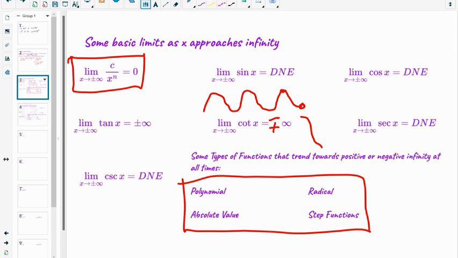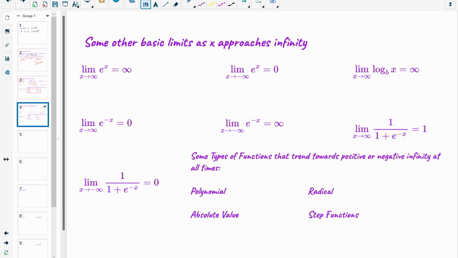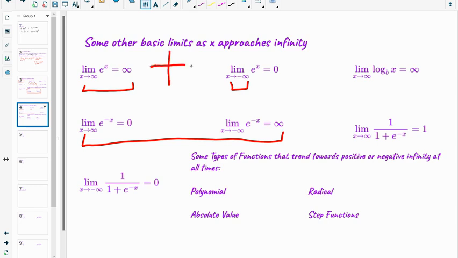For our second set, we have the limit as x approaches infinity of e to the x equals infinity. But if it trends towards negative infinity, then it'll equal 0. The opposite is true of e to the negative x. If it's trending towards infinity, then the limit will be 0. Think about why. The exponential function is trending upwards like that, whereas e to the negative x is trending downward like that. So it basically flips, and so we get opposite limits.